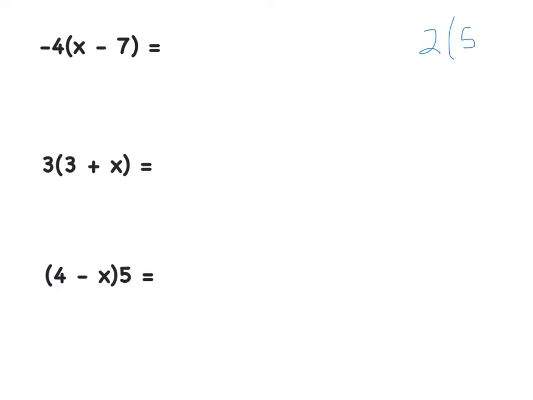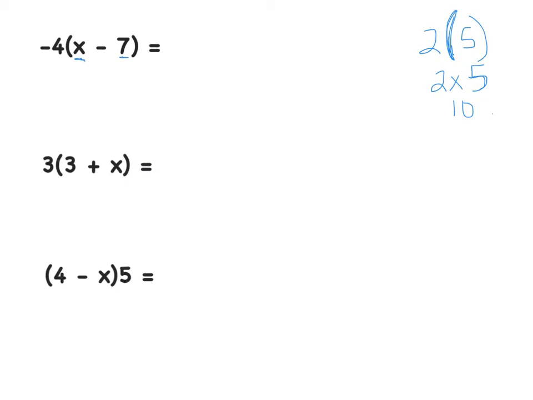Remember, if we have a number that is touching the parentheses, like right here, that actually means to multiply. So that would be the same as 2 times 5 equaling 10. Okay? So the parentheses tells us to multiply that. Now we're going to apply that over here, but I have 2 different terms in my parentheses. I have an x and I have a 7. Okay, so that's 2 different terms.